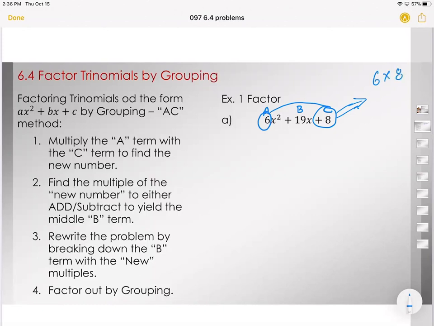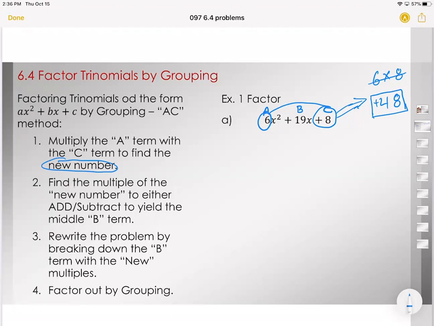Well, 6 times 8 gives me 48. And again, 6 times 8 is 48, or in this case a positive 48. We do this with the numbers individually, and we do not do it with the 8x individually. All we're doing is taking the sum to find a number. Now comes the hardest part.